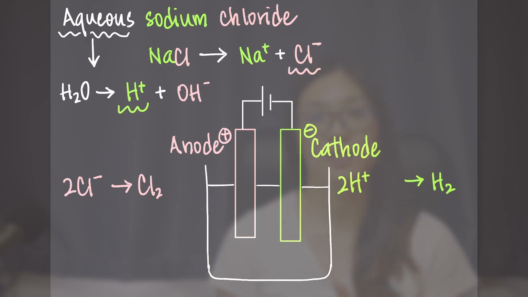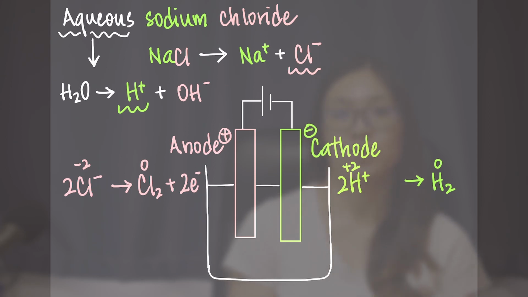Then, for the final step, we need to add electrons to balance out the charges. 2 chloride ions have a negative 2 charge total, 2 hydrogen ions have a positive 2 charge in total, and both their molecules have 0 charges. So to balance everything out, we need to add 2 electrons on the right side with the chlorine molecule, and 2 electrons on the left side with the hydrogen ions.